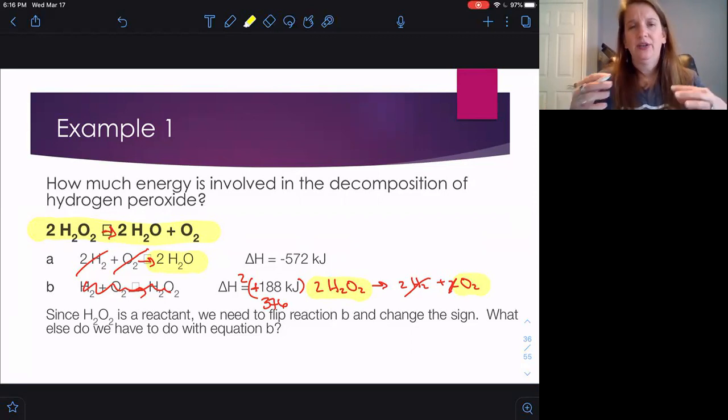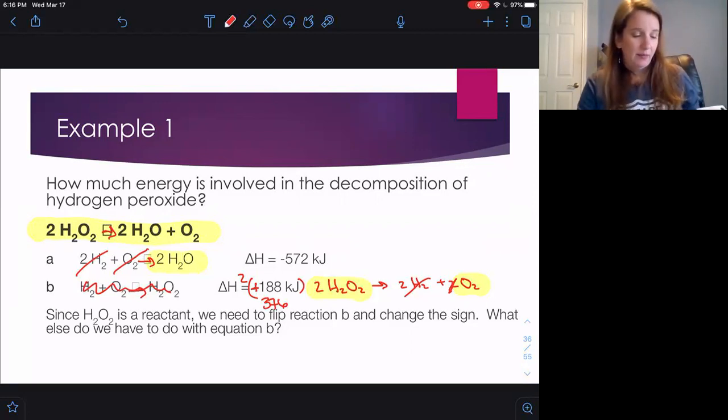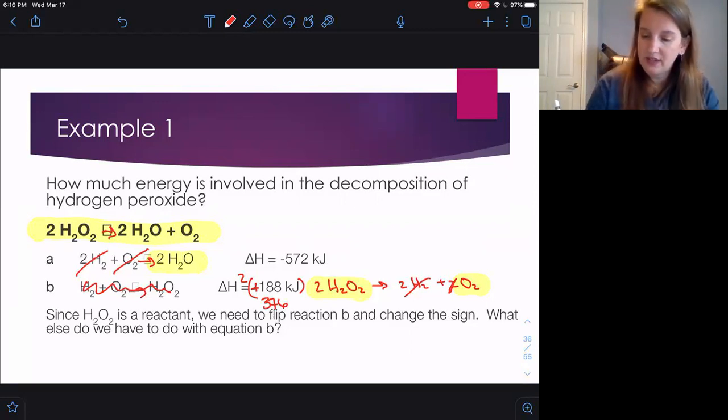So once you get your different steps to add up to your overall reaction, you have completed finalizing and trying to get everything on the right side. Your enthalpies are now correct to the point where you can add those enthalpies together. So we would add that 376, and remember it's positive because we flipped step B, and we'll add that to the negative 572. So our delta H for the decomposition of hydrogen peroxide is going to be negative 196 kilojoules of energy.